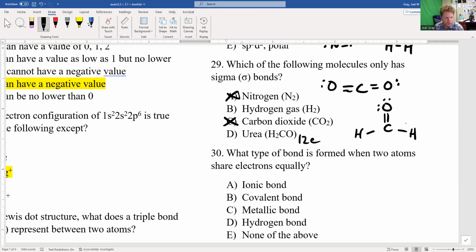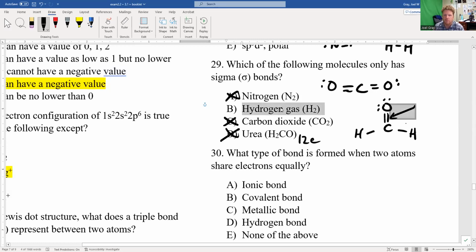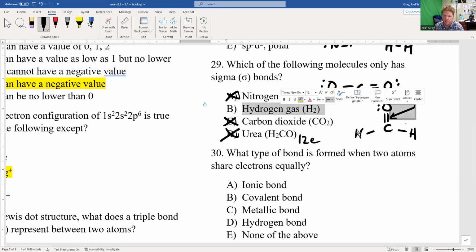Well, that is a structure where carbon has a complete octet, oxygen has a complete octet, and hydrogen has a complete octet. However, this question is not about that so much as which molecule only has sigma bonds. Well, this is a sigma and a pi bond, so urea is out as an answer option. So your correct answer for this one is none other than B, H2.